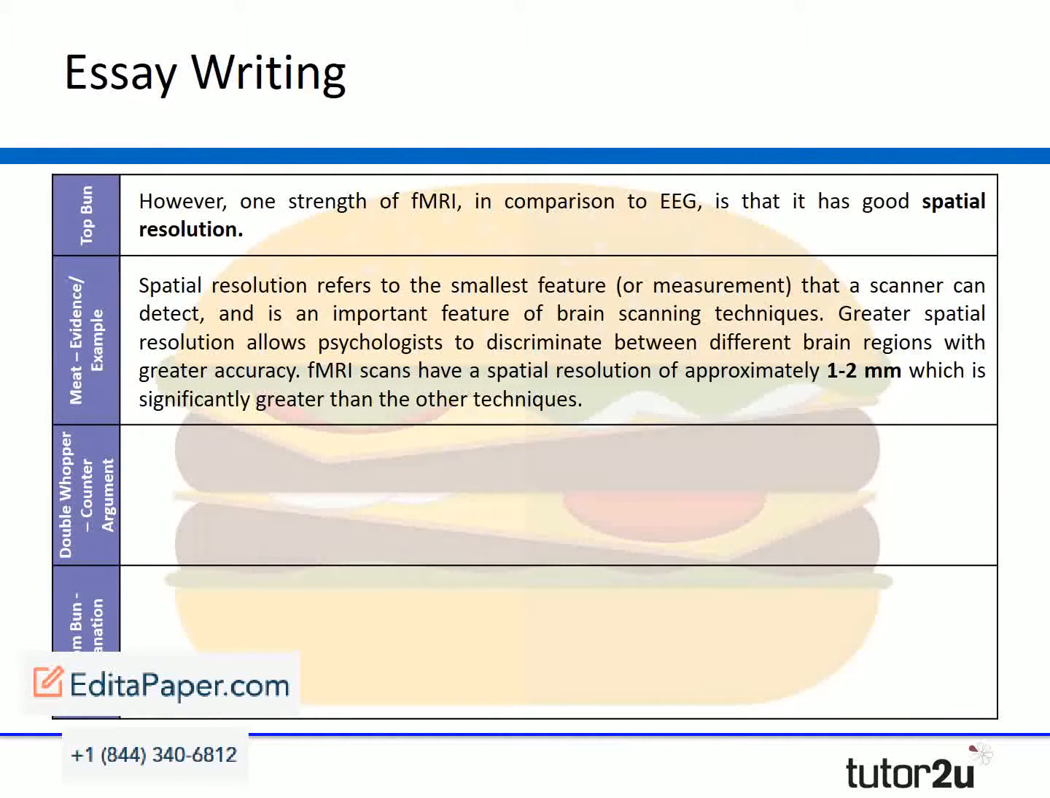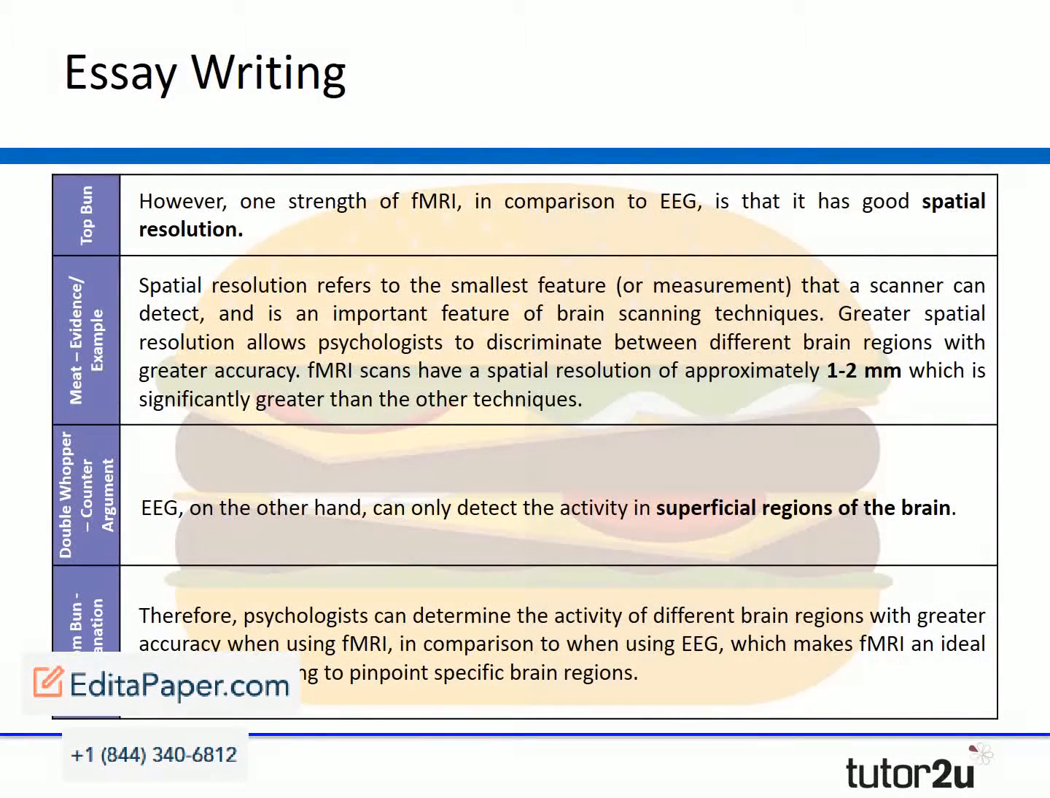fMRI scanners have a spatial resolution of approximately 1 to 2 millimeters, which is significantly greater than other techniques, in this case EEG. EEG, on the other hand, can only detect activity in superficial regions of the brain, that's the surface regions of the brain. Therefore, psychologists can determine the activity of different brain regions with greater accuracy when using an fMRI scanner in comparison to when using EEG, which makes fMRI an ideal choice when trying to pinpoint specific brain regions. And we could, if we wanted to, link that to the idea of localization of function.